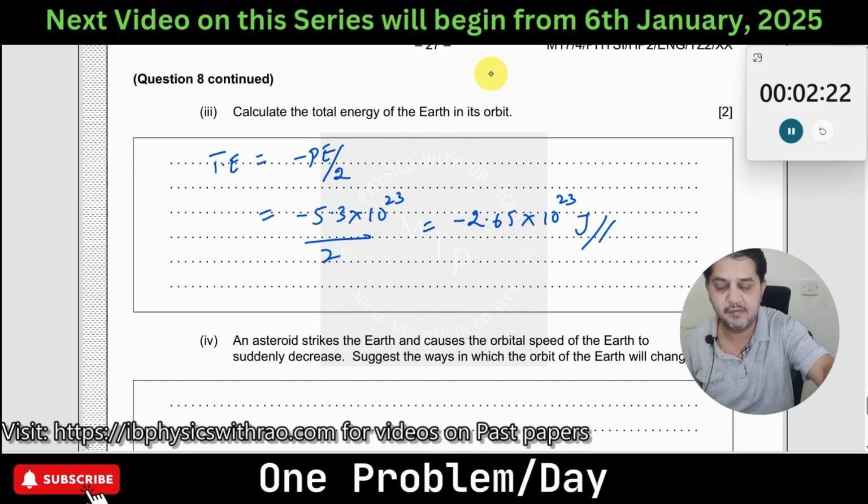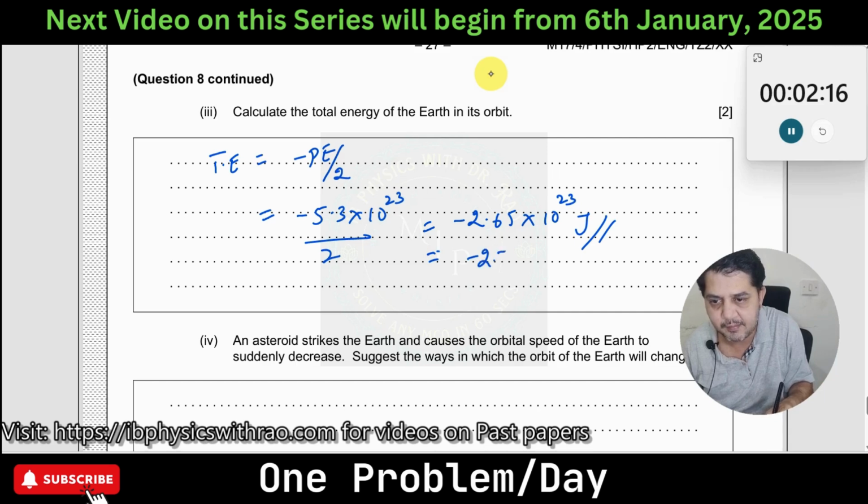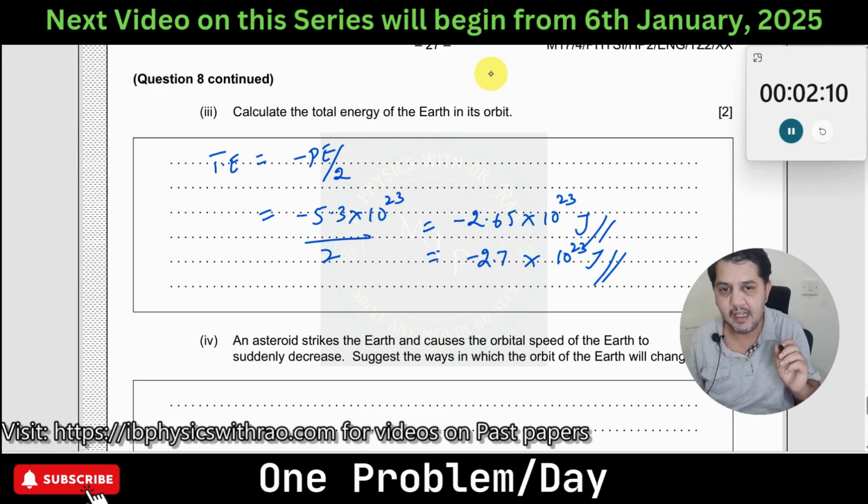Now what is that next one? We have 2.65, but can we put in 2.65? 2 marks, right? I'll do it like this. I'll put this as minus 2.7 × 10^23 joules. This will be fine, because 2 significant figures, I need to keep it.